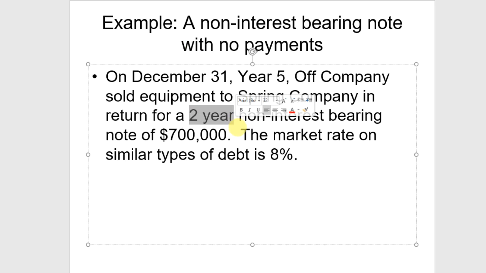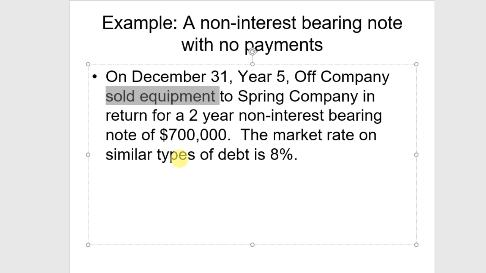Now, in a similar way, let's look at this first example. In the first video here, we're looking at a non-interest bearing note, same idea as a discounted note, but there are no periodic payments. So in this case, we have a 2-year note, and we're not going to get any money in the first year. They're going to pay back the whole $700,000 in year 2. Now, our equipment sale here, it says we sold equipment. Well, the sale is not $700,000. The sale is the discounted value of this note.